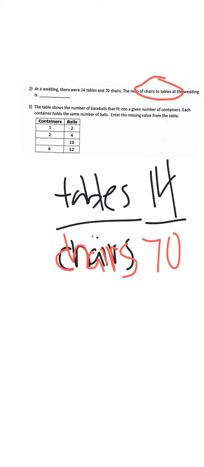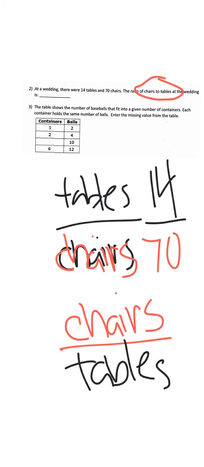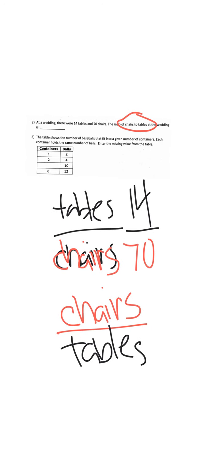So now it's not asking me for tables to chairs, right? It's asking me for chairs to tables. So I have to be careful and make sure I answer what it's asking me. Since the information given was tables to chairs, I need to actually make sure I flip it, right? So instead of it being 14 on top, it's going to be 70 on top. And then 14 is going to be on the bottom.